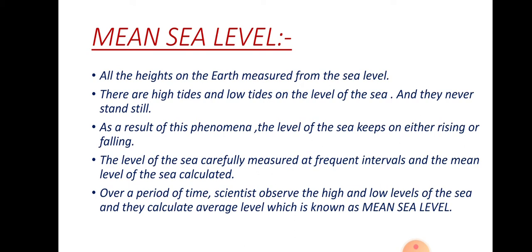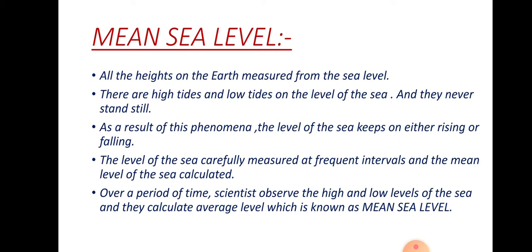There are high tides and low tides on the level of the sea. So there are movements of the ocean, tides, currents, warm currents, cold currents, high tides and waves also. Because of high tides and low tides, we cannot directly measure the heights on the earth's surface. So when can we measure the heights on the earth's surface? Let's see the next one.